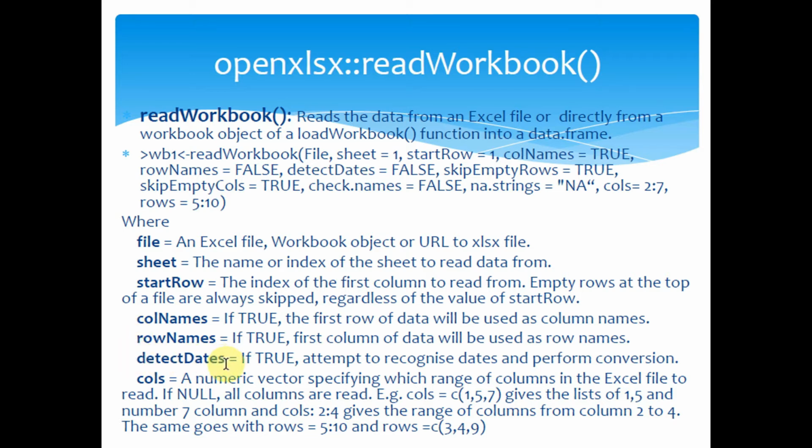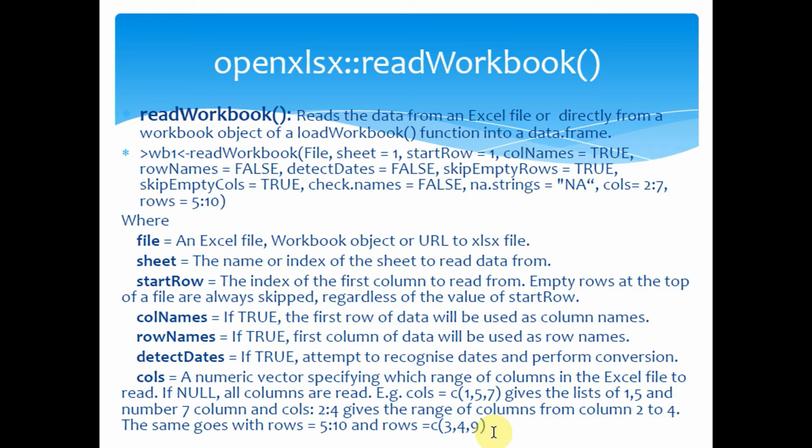detectDates automatically recognizes dates and performs the conversion. And lastly, we have cols, a numeric vector specifying which range of columns in the Excel file to read. If NULL, all columns are read. For example, cols equal to c(1,5,7) gives the list of those columns, and cols 2:4 gives the range of columns, from column 2 to 4. The same technique goes with the rows.